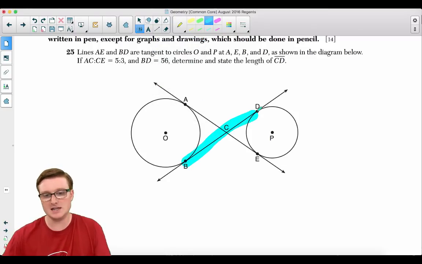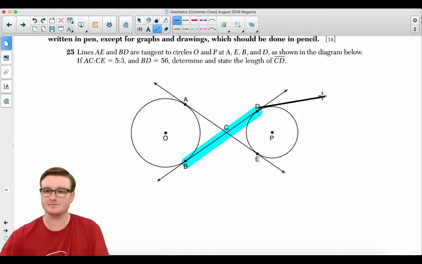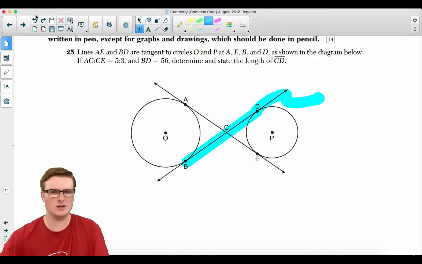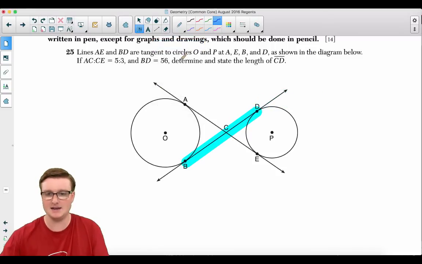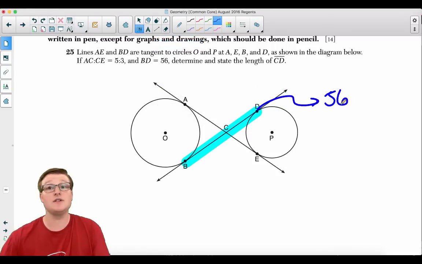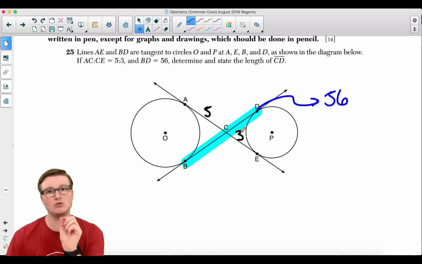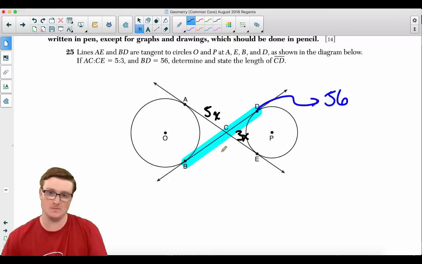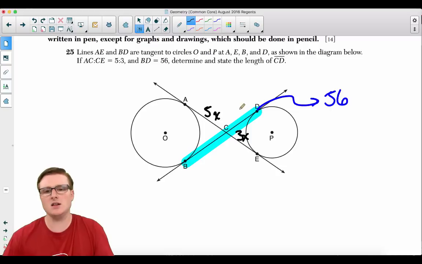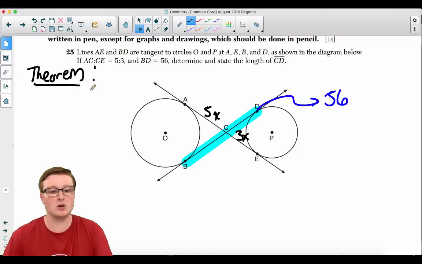They tell us that the length of BD is equal to 56. And the ratio of AC to CE is 5:3. But remember, when you write a ratio, you have to put x's after those numbers because that is considered an unknown. Now, what does that tell us? We're trying to find the length of CD. We don't have that. Well, you need to know a circle theorem, and this is a theorem that's extremely important to get this question right.